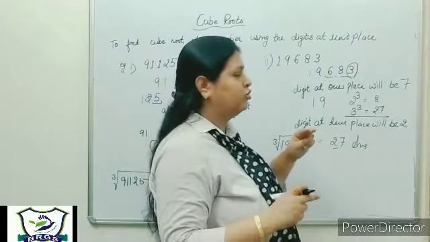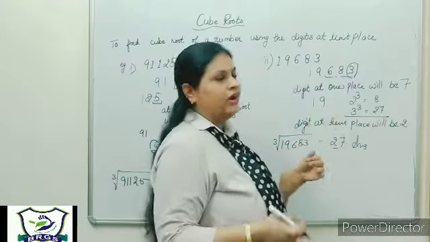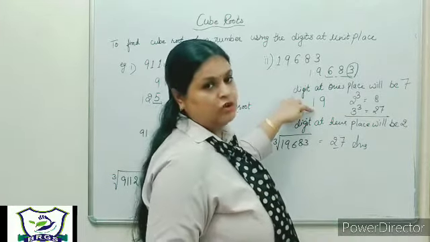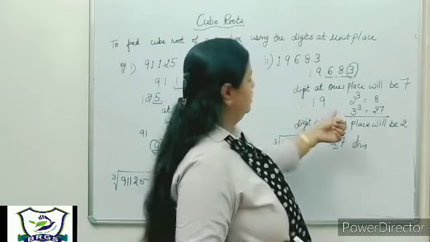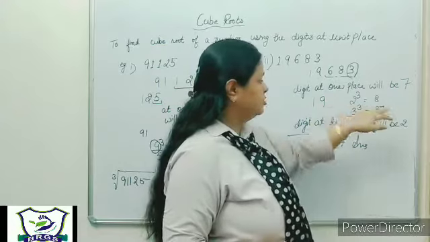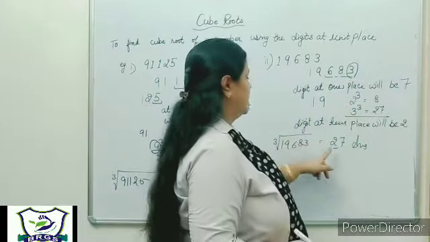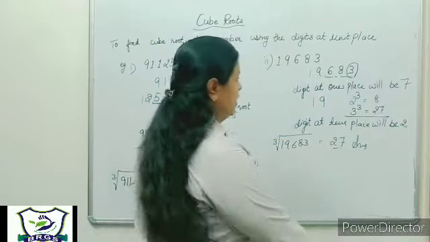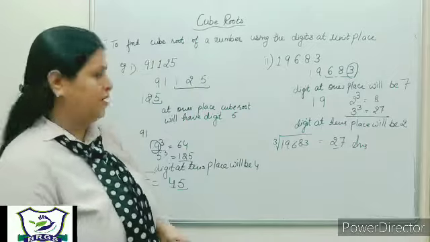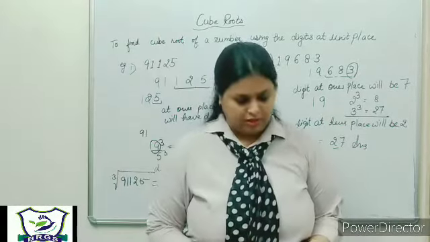How to find it? We have to find a number whose cube is either equal to this or less than this, and that number will be the digit at the tens place of the cube root. So 19: 2 cubed is 8, 3 cubed is 27. 27 is greater than 19, so we go for the cube of 2, which is 8, so the digit at the tens place will be 2, and 27 is the cube root of 19683. Okay, these are the concepts related to your exercise 4.2.